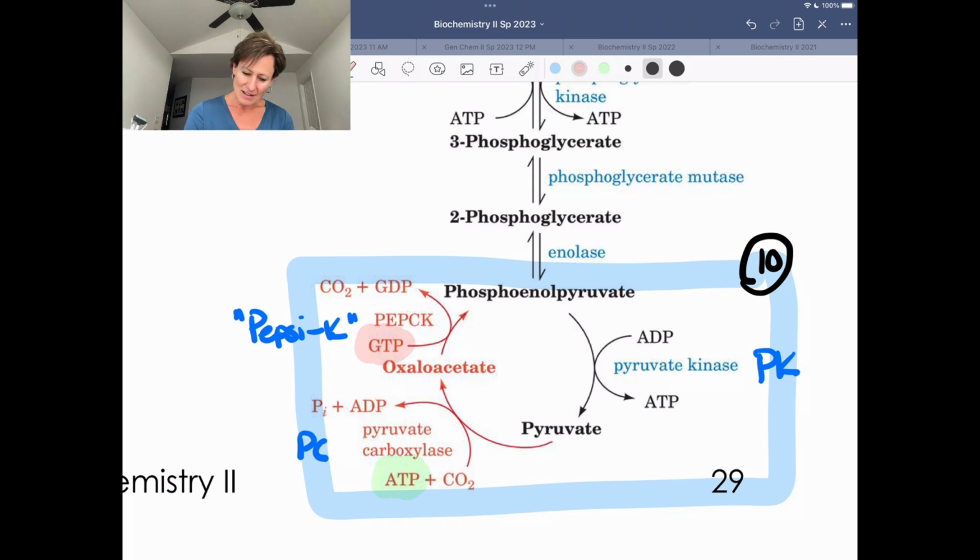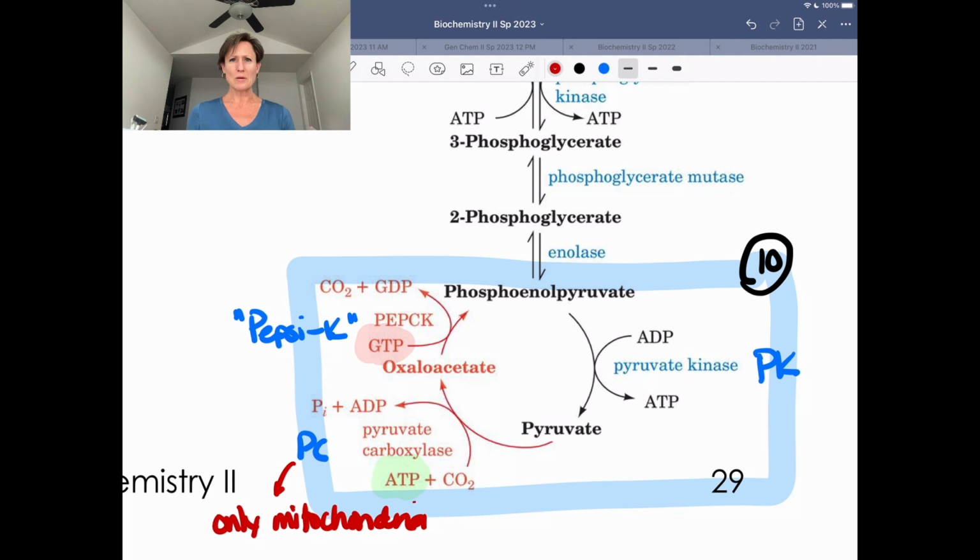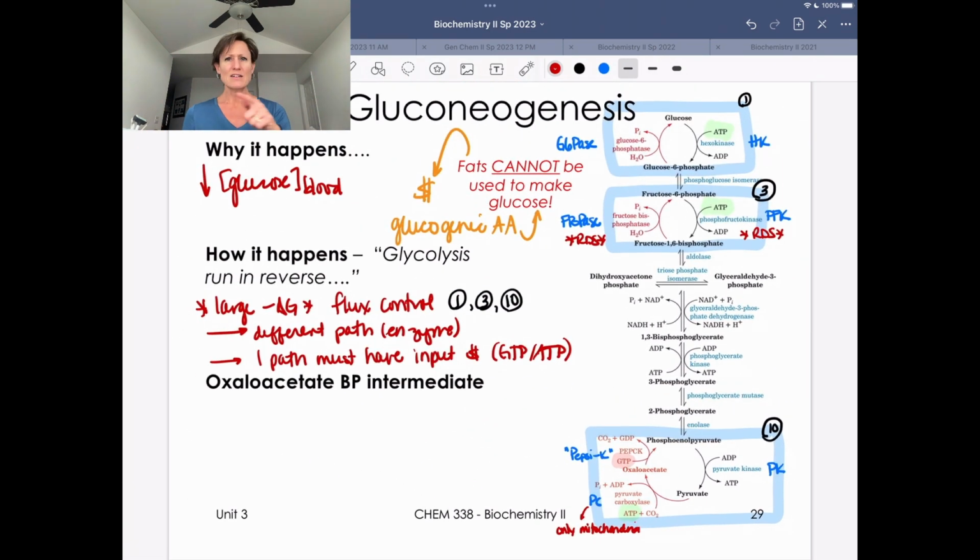But one of the things to highlight now is the fact that pyruvate carboxylase is only found in the mitochondria. And that poses a problem, right? Because glycolysis is a cytosolic process. So glycolysis occurs exclusively in the cytosol. So all the rest of these enzymes live in the cytosol. But pyruvate carboxylase only lives in the mitochondria. So we're going to have to think about some interesting things for how we manage that.